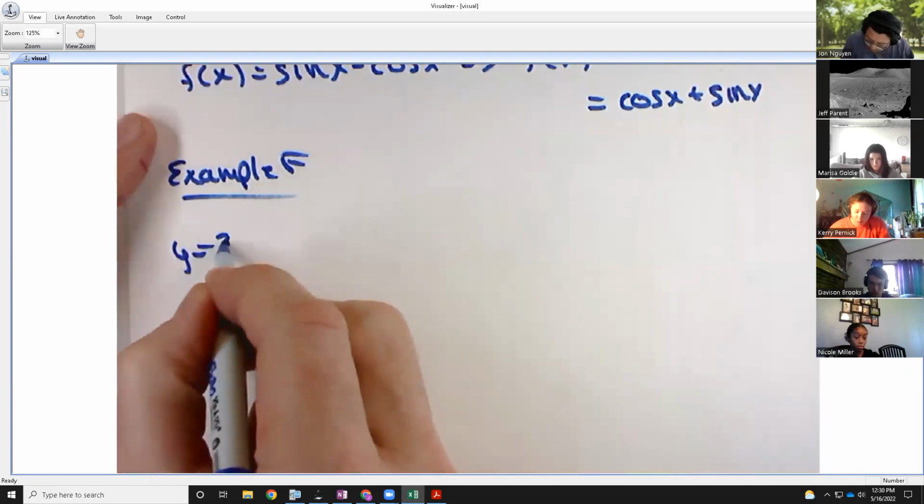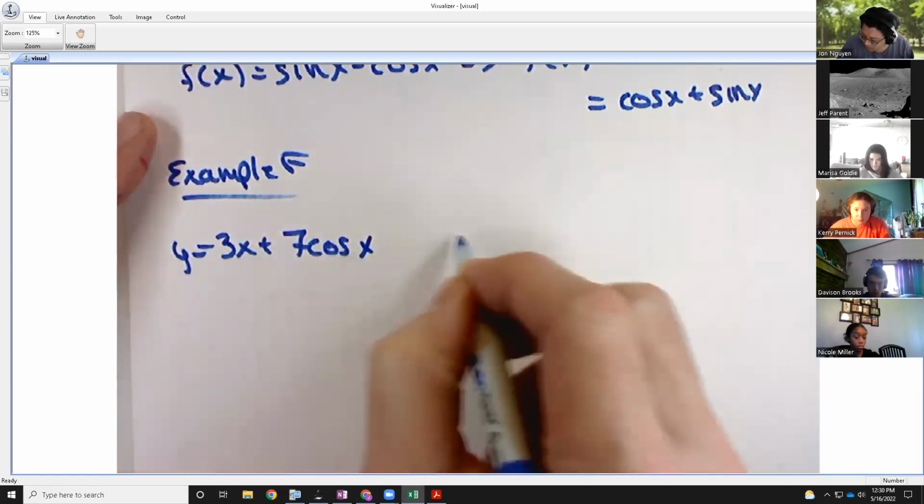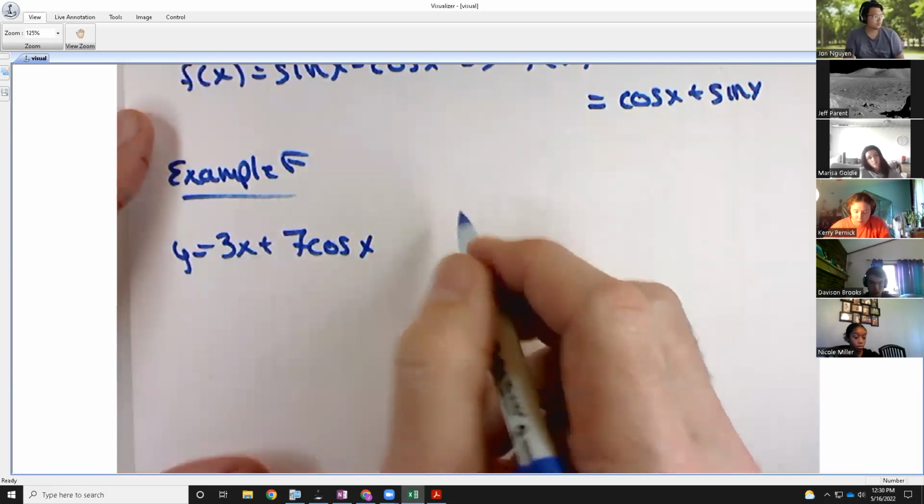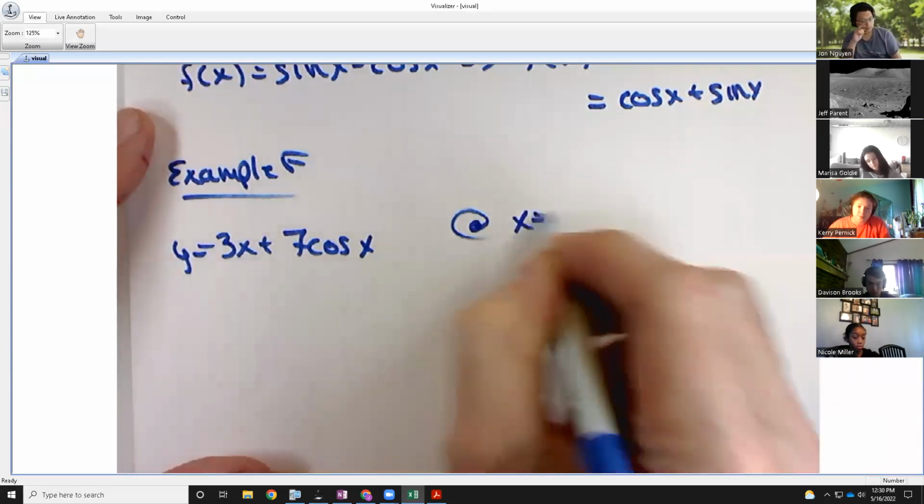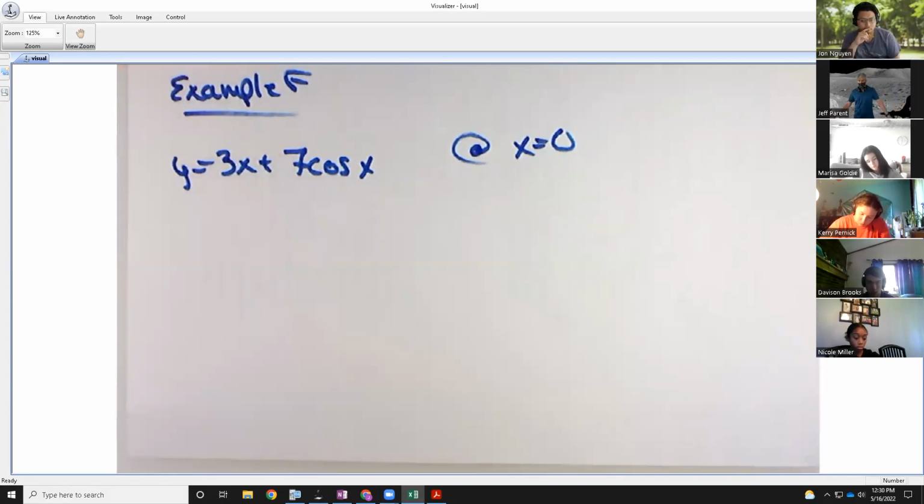Y equals 3x plus 7 times cosine of x. We want to find the equation of the tangent line at x equals 0. All right, so Nicole, what are we going to have to do to get started here? Trying to find the equation of the tangent line. There's really a couple ways you can start. What do you see? What works for you? Do you want to find the y coordinate? Yeah, let's find the y coordinate.